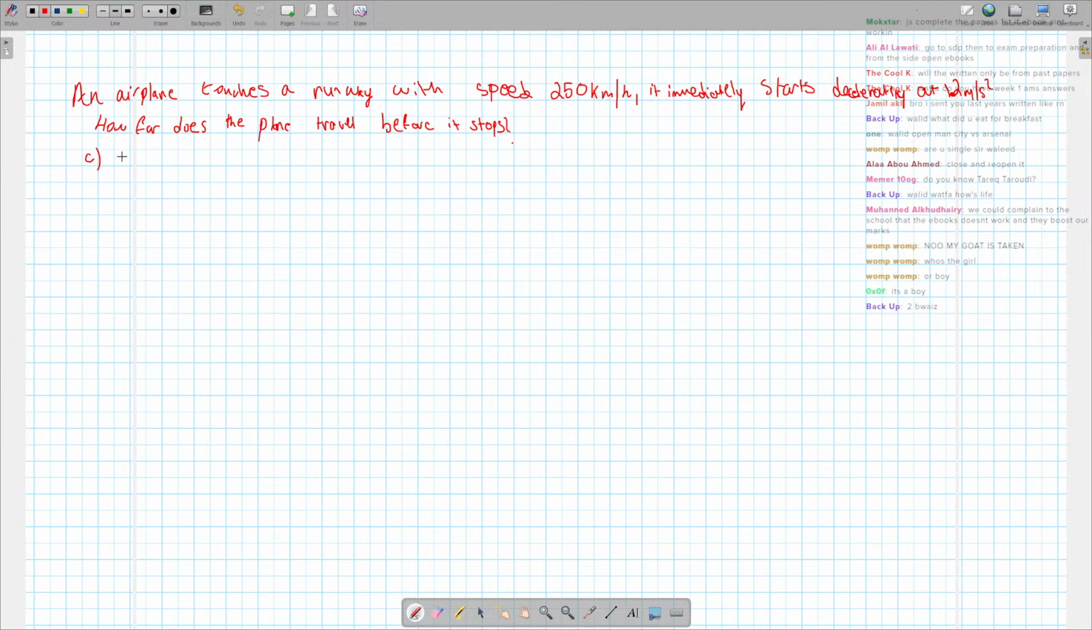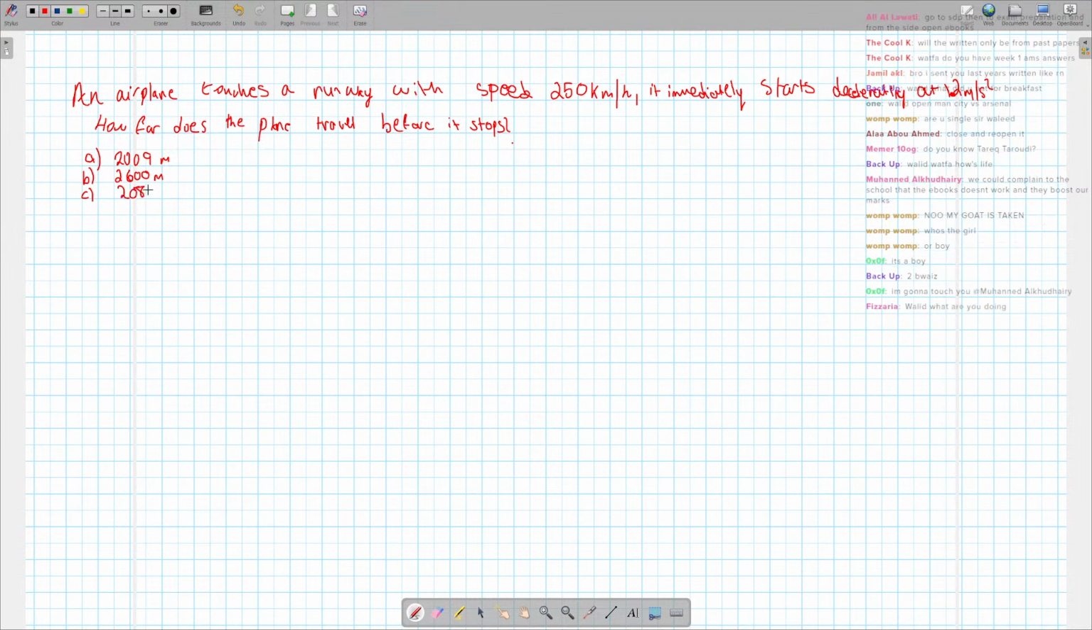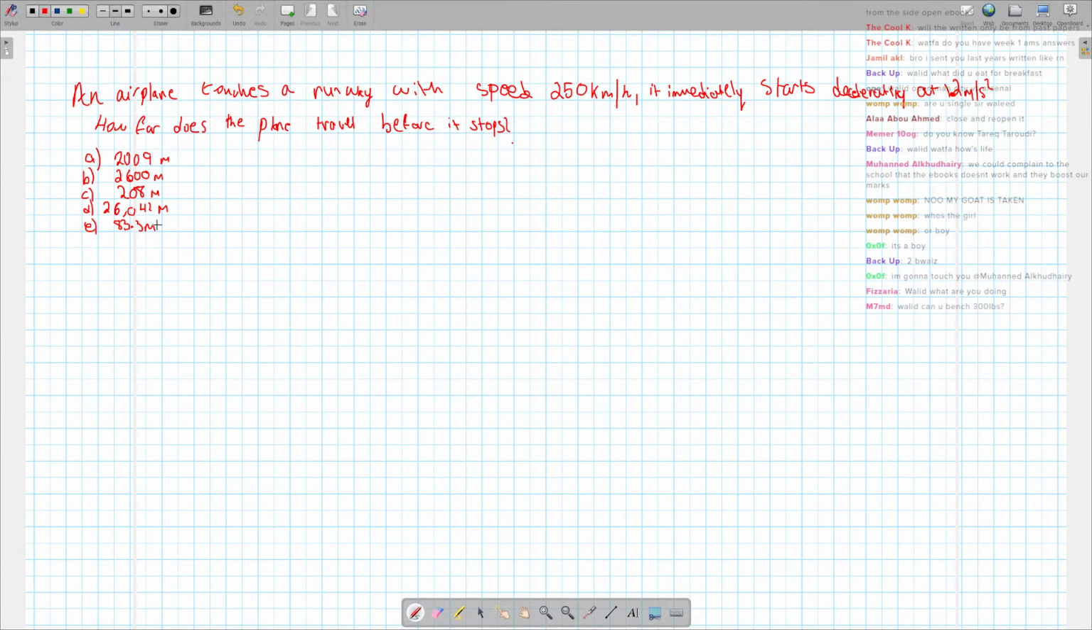A, 2009 meters. B, 2600 meters. C, 208 meters. D, 26,042 meters. E, 83.3 meters. Okay.